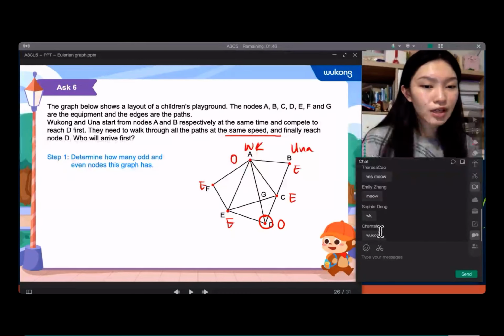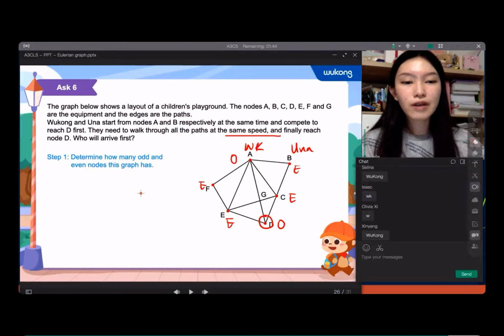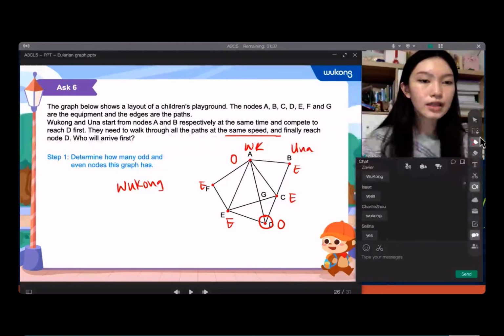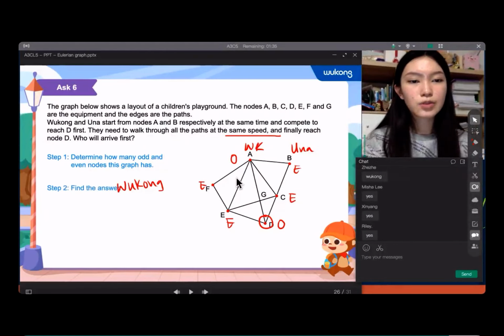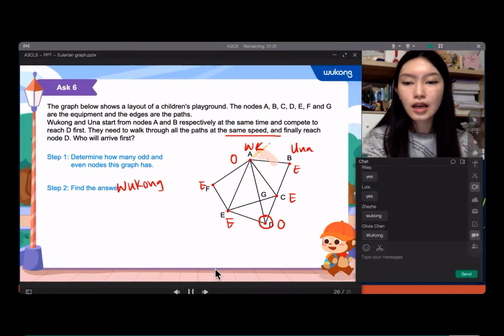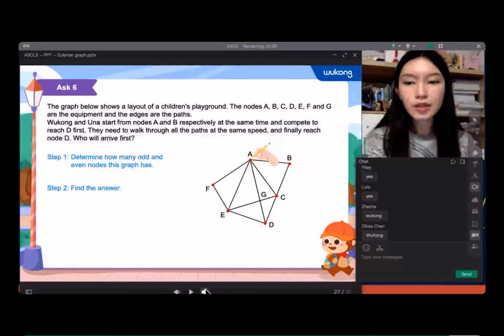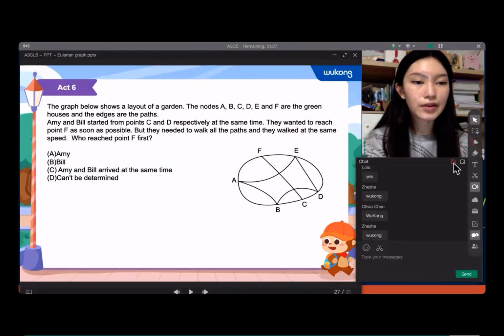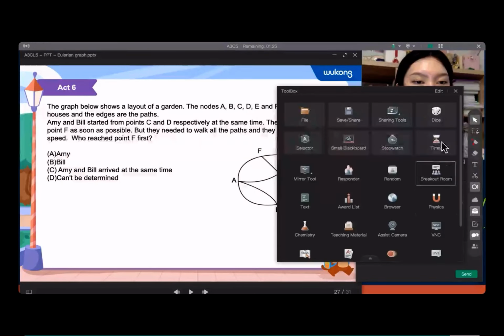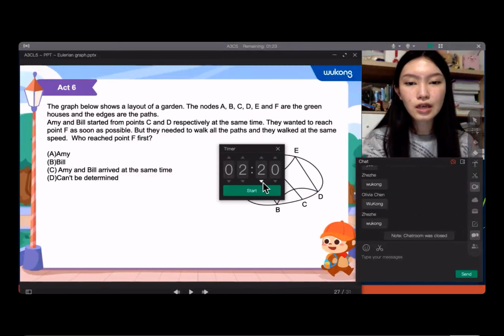Yes, good job, Sophie. Good job, Chantal. Wukong would arrive at D first. Did that make sense, everyone? Yes? Okay, good job. So you see, it is a little bit different. It's application based, okay? Now I'm going to give you guys something to try using the same method. Because we're running a little bit low on time, I'm going to give you guys 1.5 minutes starting from now.